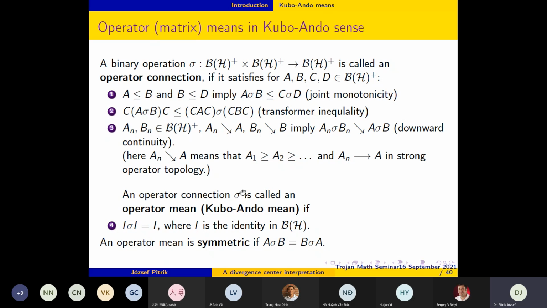An operator connection sigma is called an operator mean in the Kubo Ando sense, or Kubo Ando mean, if it satisfies, besides that, the normalization that I sigma I is equal to I. And an operator mean is called symmetric if A sigma B is equal to B sigma A for all positive A and B.